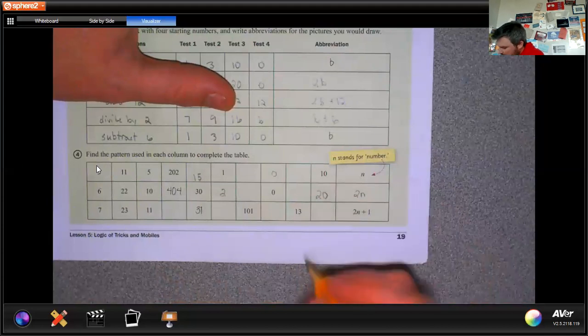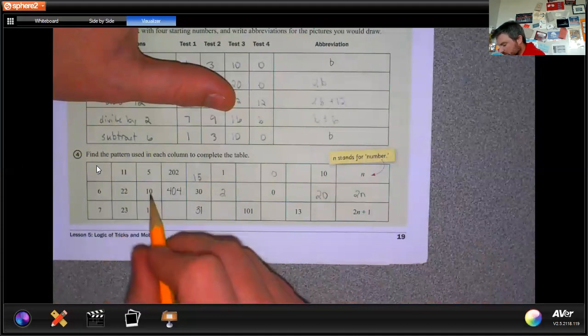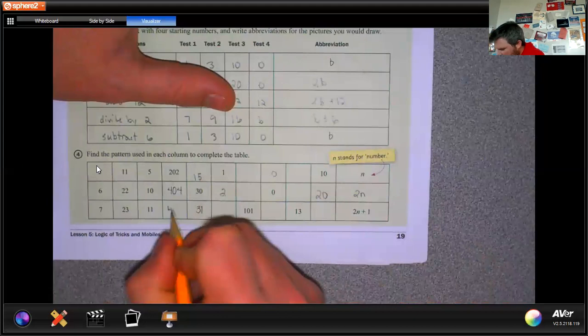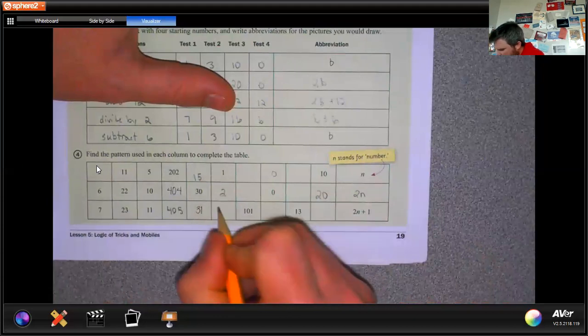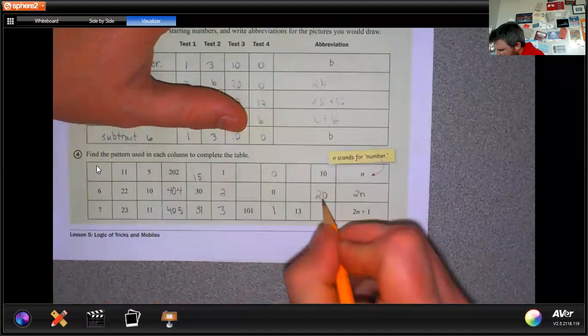Okay. Well, right here, it kind of tells me what this next step is. It's just adding 1. So 6 plus 1 is 7. 22 plus 1 is 23. 10 plus 1 is 11. 404 plus 1 is 405. 2 plus 1 is 3. 0 plus 1 is 1. 20 plus 1 is 21.